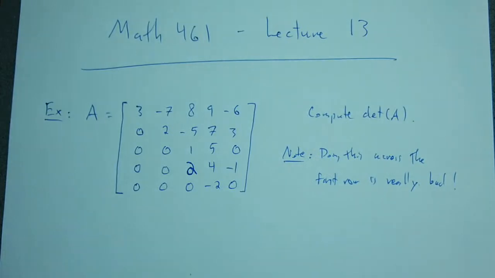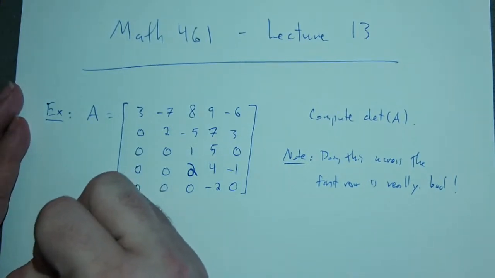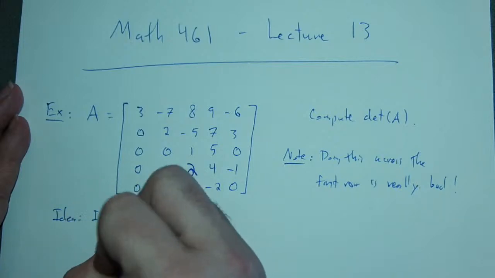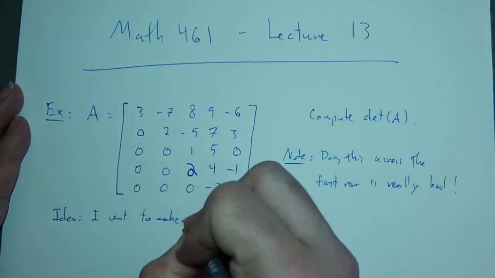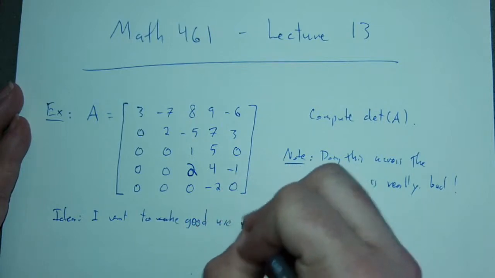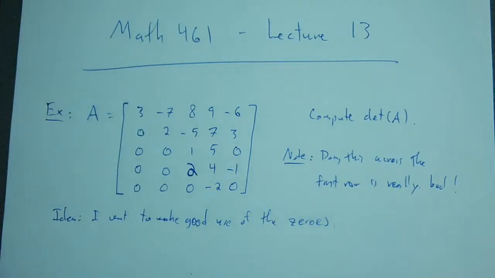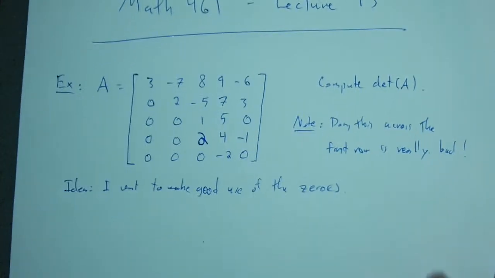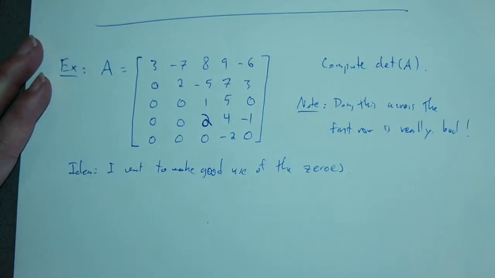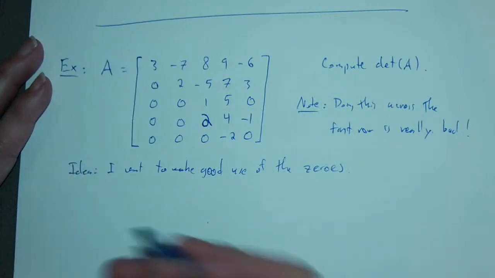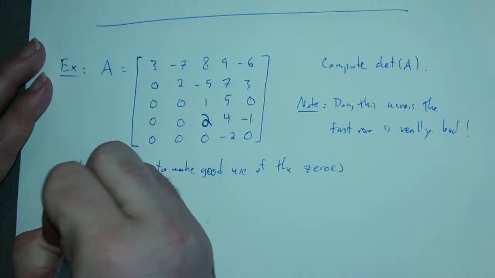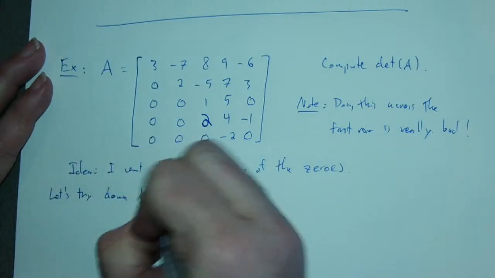The idea here is I want to make good use of the zeros. Okay, so I want to do cofactor expansion here, where all of the subsequent determinants would be easy to compute. So what is something I can do? Let's go, say, down the first column. So let's try down the first column.